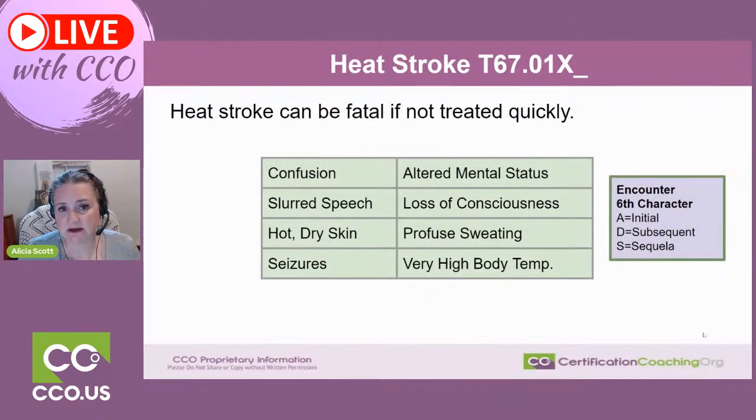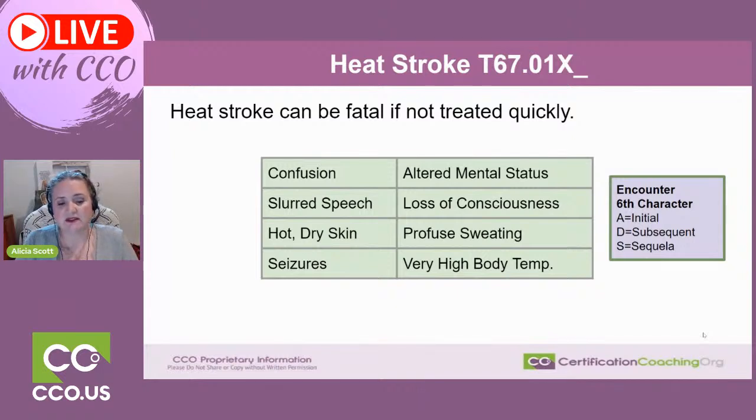As we talk about heat stroke, let's talk about the code itself. The code for heat stroke starts out at T67. Now, it is noteworthy that if heat stroke isn't managed quickly, it can result in death. Heat stroke isn't the first stage. It is like the end stage before a person can die. The code again, T67.01. The sixth character is an X, and I need to change that. In the little purple box, that is supposed to be that the seventh character is A, D, or S, meaning the last character is initial, subsequent, or sequela to heat stroke, as I mentioned before.